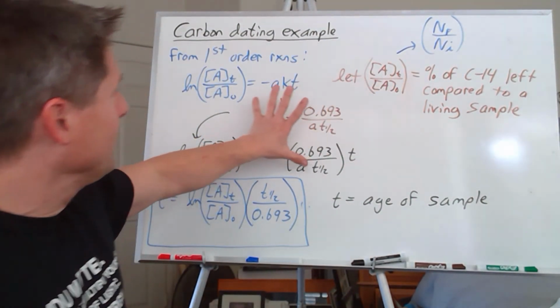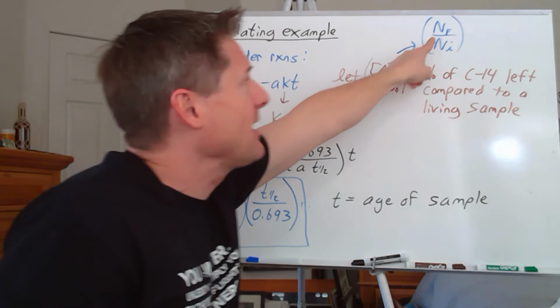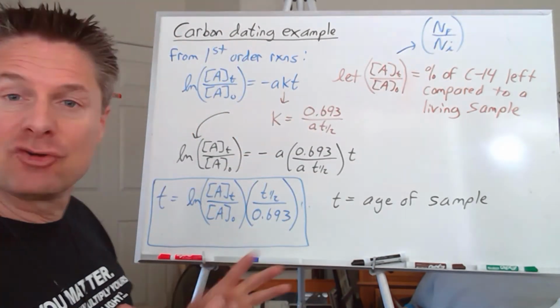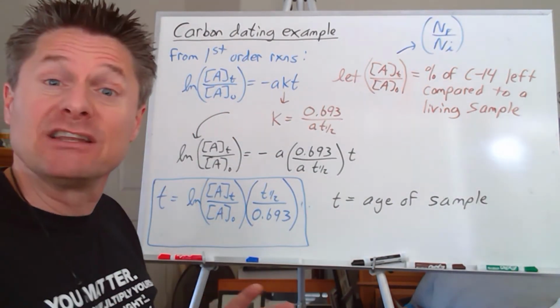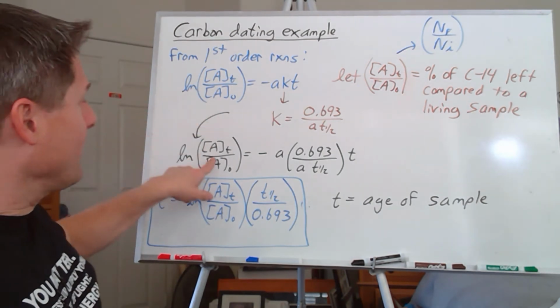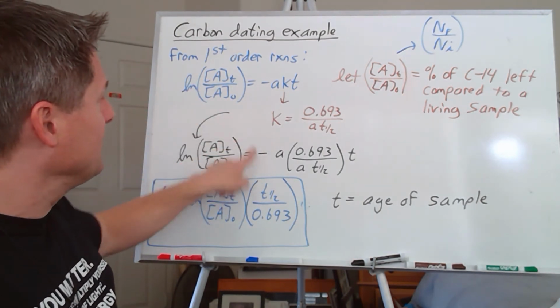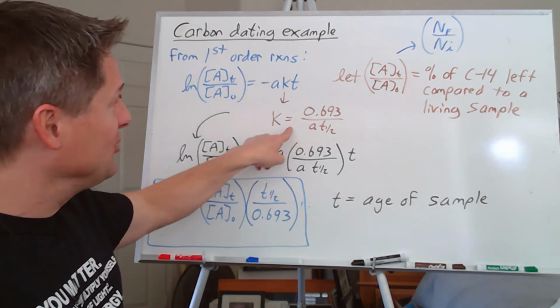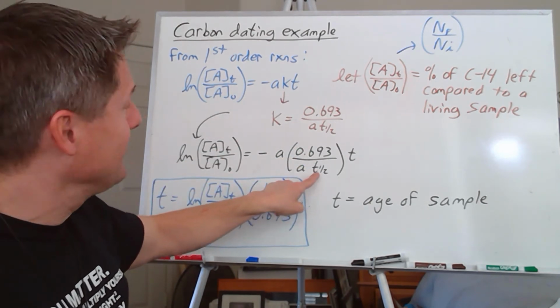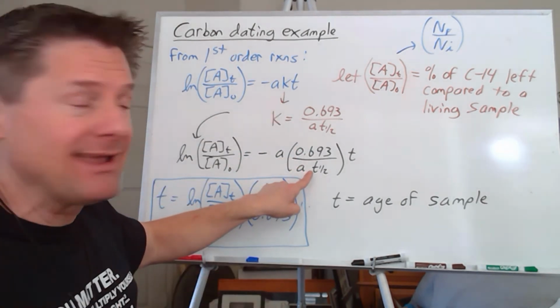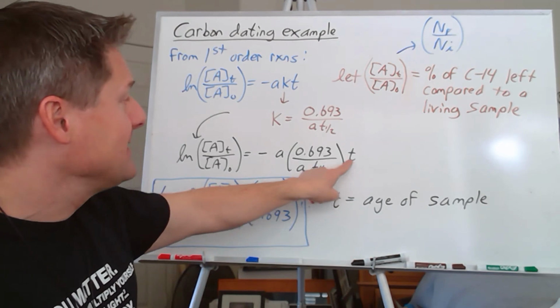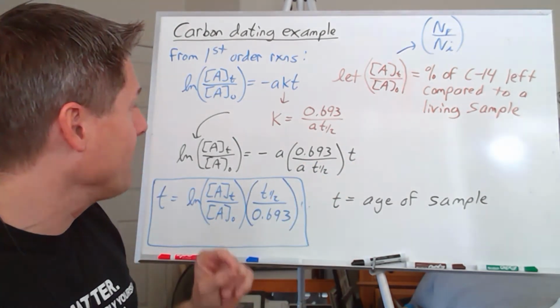So let's substitute this in, and I'll leave it as AT over A naught, but commonly you'll see NF over N initial or some form of it like that if it's a non-chemistry thing. All right, well, log of AT over A naught, I'm going to substitute this in as negative k. I'm going to substitute in 0.693 over t to the 1/2 for the rate constant, times t. t is the age of the sample that we're after, right?